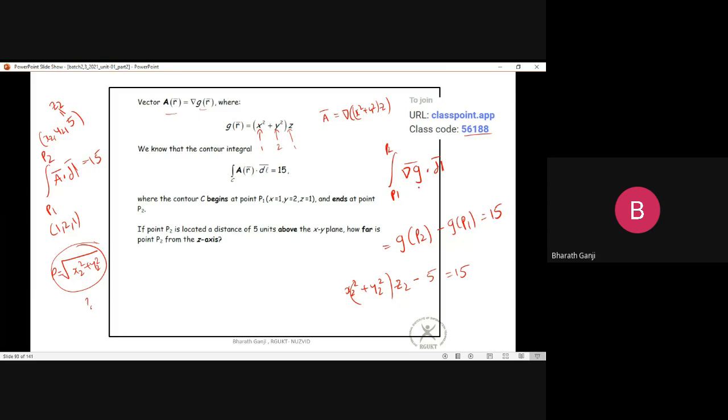Because the integration answer is given as 15, if you take this 5 to the other side and z2 is given as equal to 5, you get 20 is equal to x2 square plus y2 square into 5. So basically x2 square plus y2 square is equal to 4. Because I'm asking the perpendicular distance from the z axis, you have to take the square root of it. So the answer is 2. Okay, so this is how you solve this question.